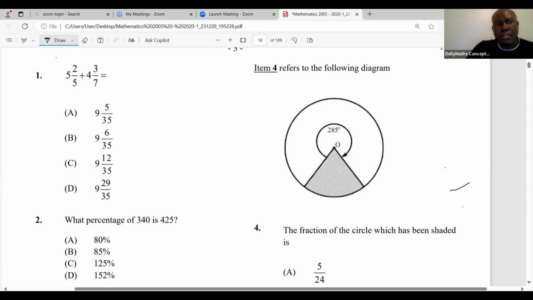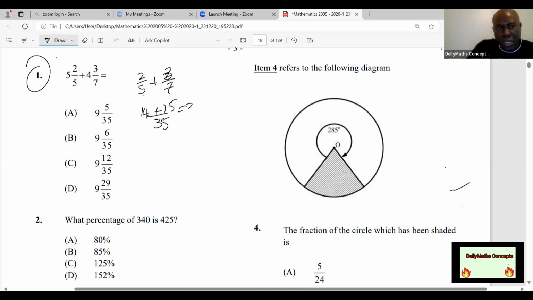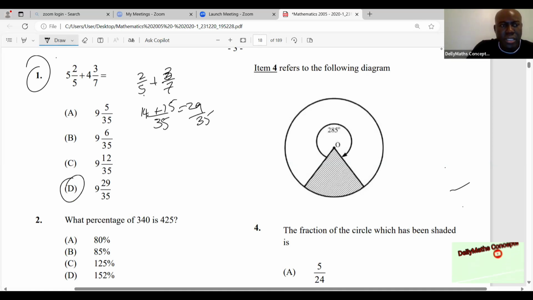All right, so let us take a look at this question. Looking at question number one, it says 5 and 2/5 plus 4 and 3/7. It's a multiple choice, and as you could see, everything is equal to 9. So I'm not going to convert it. I'm only going to work this part because we already know that the response is going to be 9 and something. So we're going to work with that other part, right? So 35, 14, 15. This becomes 29 over 35. So we're looking at 9 and 29 over 35, which is this.